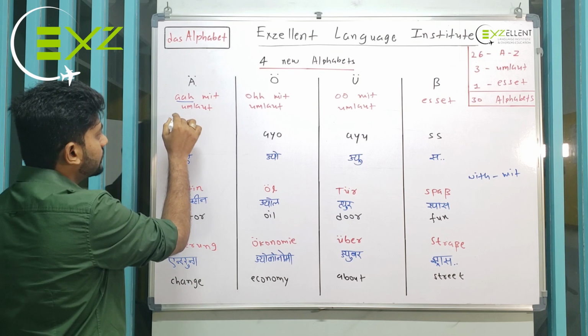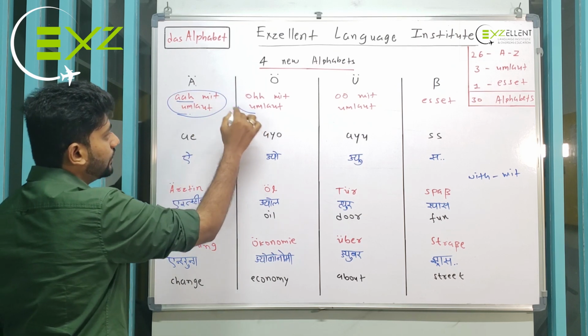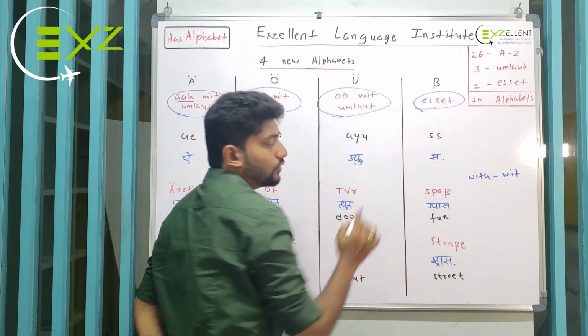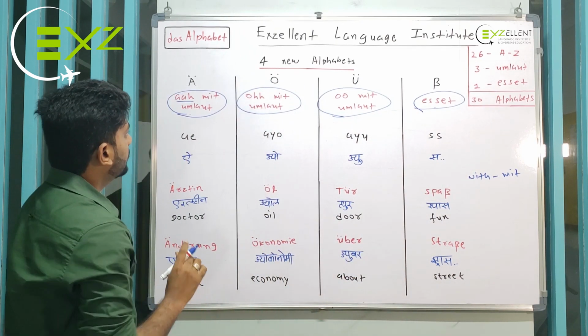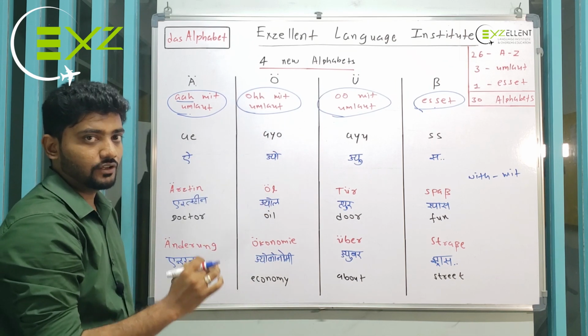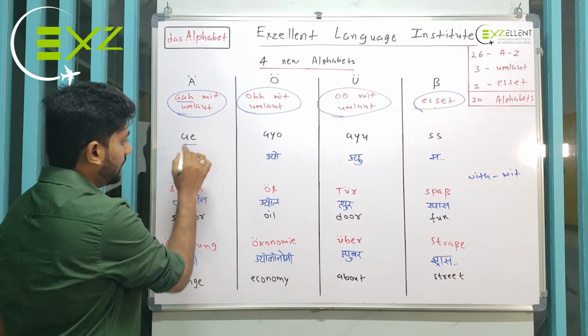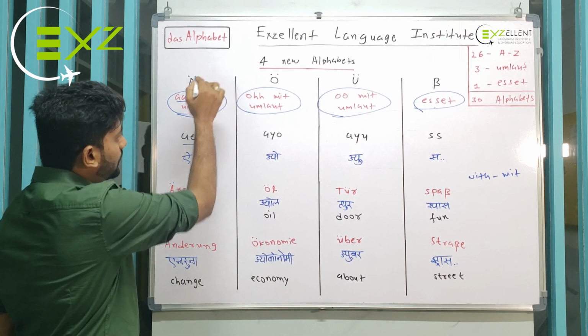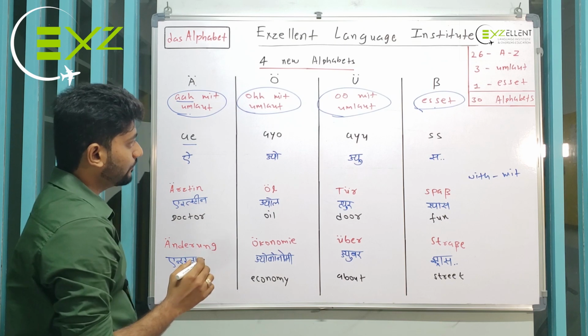See, this here is the identity of the alphabet. All of these are the identity of the alphabet, but pronunciation is different. So for the alphabet A mit umlaut, pronunciation is A.